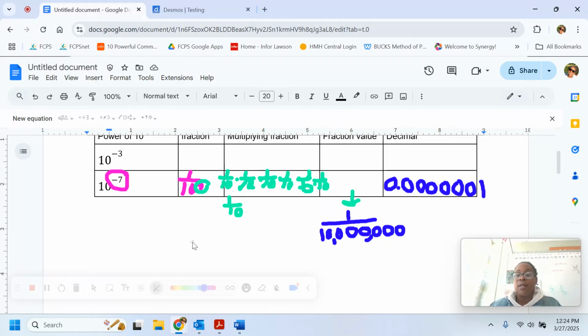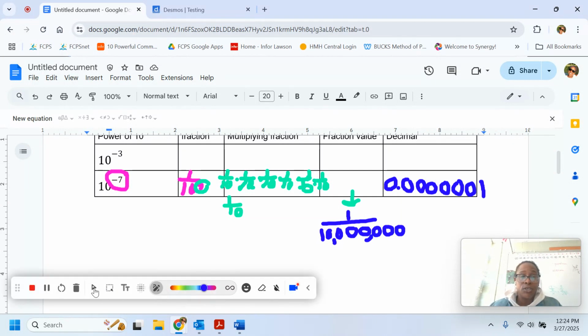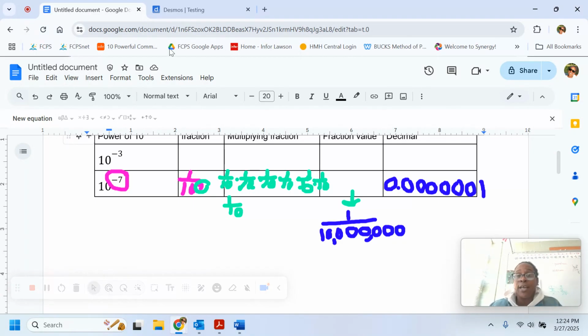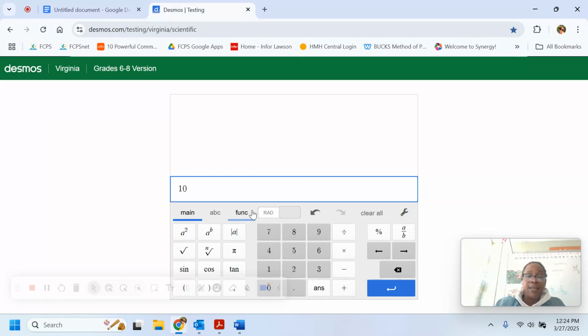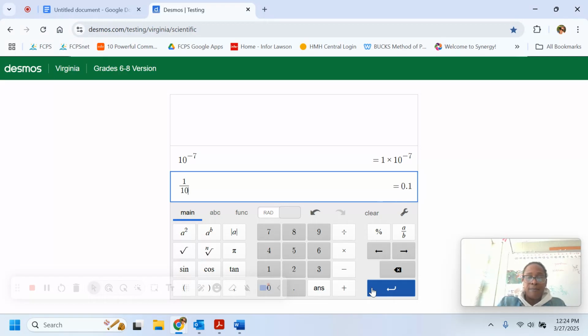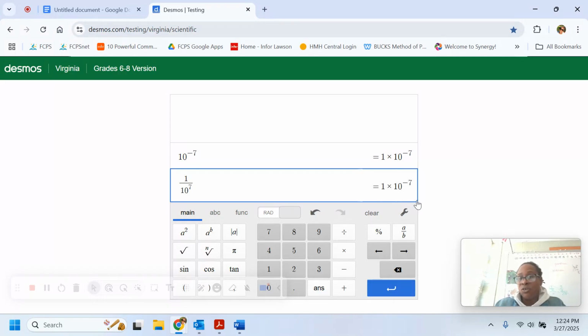Okay, so this matches. Now, with problems like this, I'm going to show you that Desmos is not always going to give you that decimal value, but we can try it. If I go into Desmos, clear that out, and type in 10 to the negative 7, you'll notice it gives me an answer in scientific notation. Even if I were to type 1 divided by 10 to the 7th power, it is still going to give me that. So you have to know the patterns, okay? You got to know the patterns. All right, let's keep going.